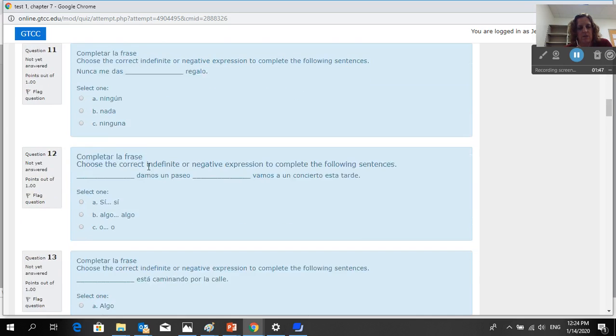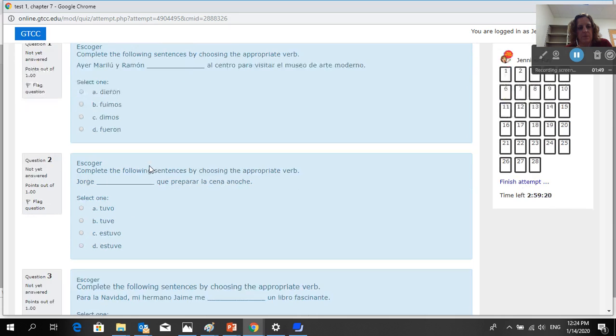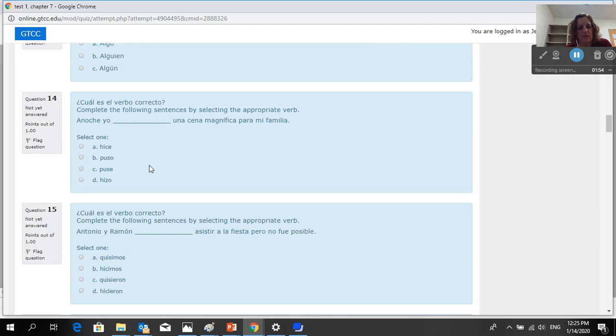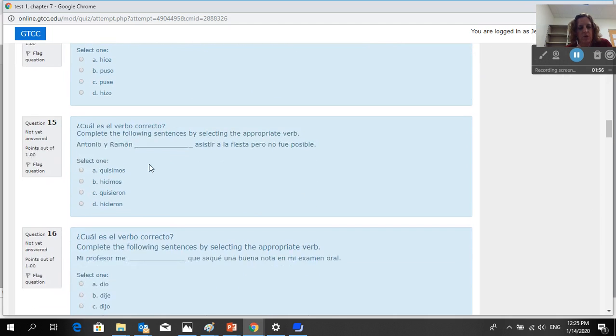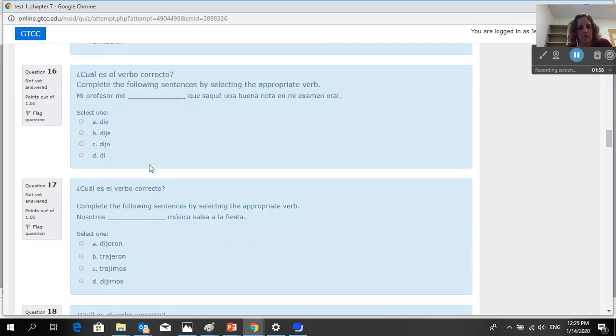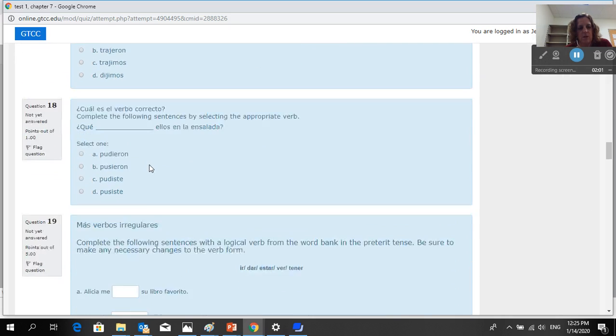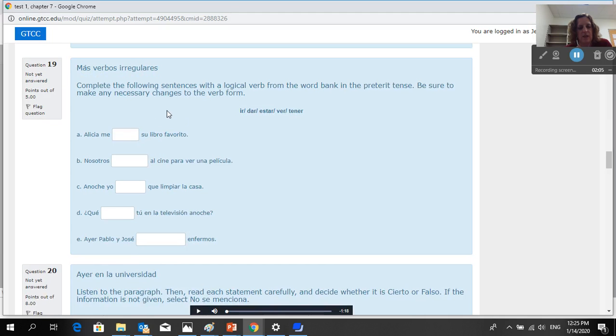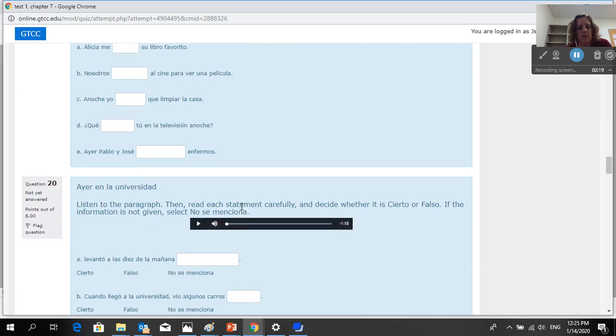And then, okay, there's some more of completing the sentence with the appropriate verb. And then here it says, más verbos irregulares. Complete the following sentences with a logical verb from the word bank in the preterite tense. Be sure to make any necessary changes to the verb form. So you'll pick the verb that would best complete the sentence and then change it into the preterite tense.